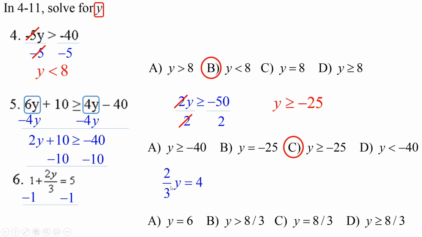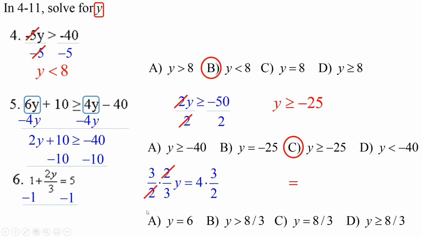And now, how do you undo multiplication by a fraction? Remember this rule. It will serve you very well. You multiply by the reciprocal of the fraction, both sides. So what's the reciprocal of 2 over 3? It is 3 over 2. Just like that. I love this because I get to cancel all kinds of stuff now.